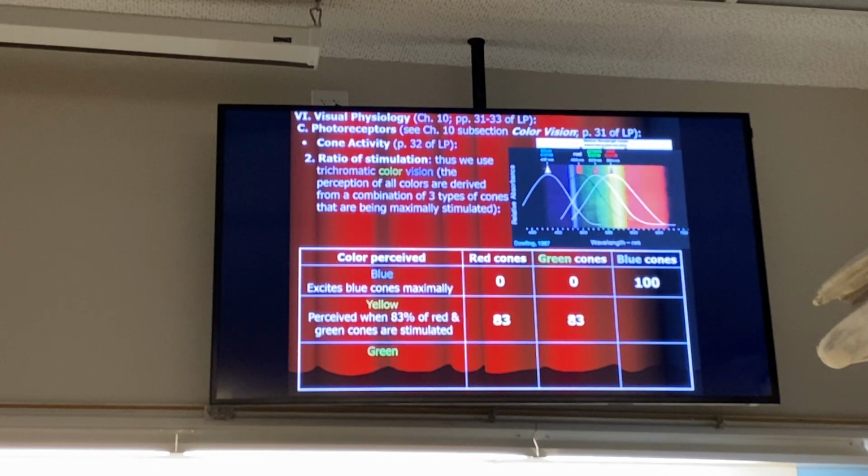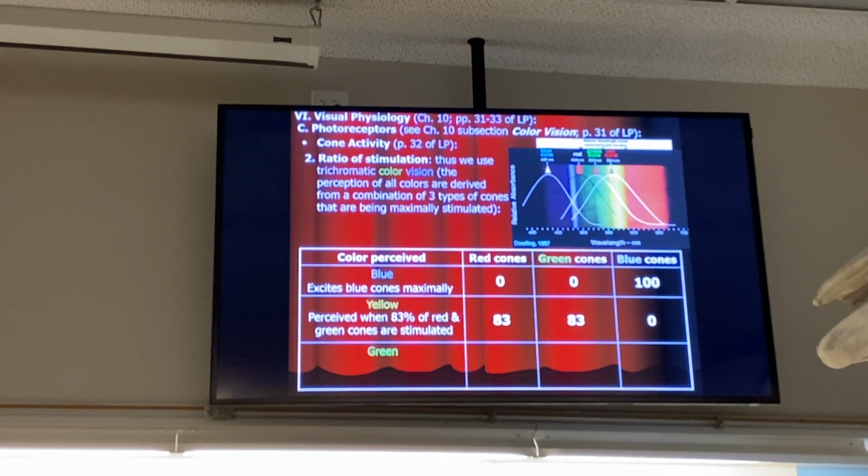Because in that area where yellow is sitting in the retina, 83% of the red cones are firing and 83% of the green cones are firing. And when in that area of the retina, you get that percentage of red and green cones firing, your brain perceives it as yellow, even though you don't have yellow cones. Is that just wild? Oh wait, I got more for you.